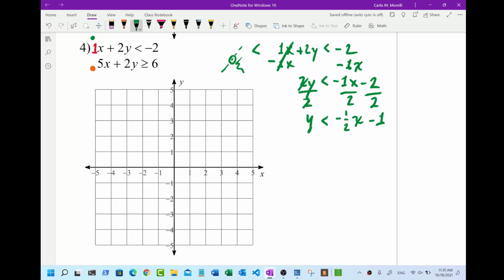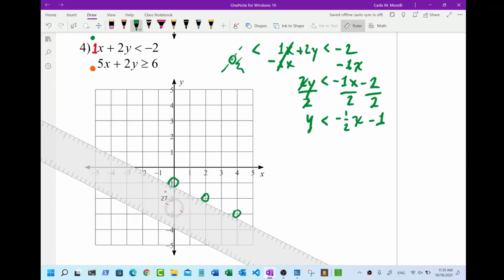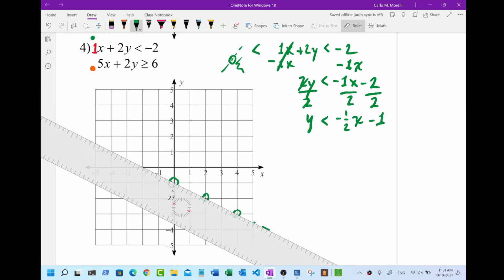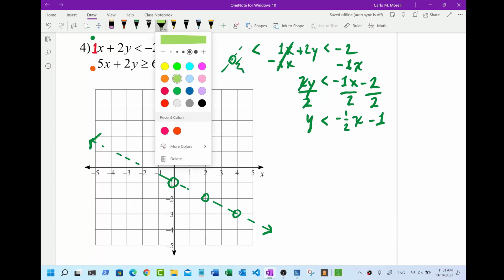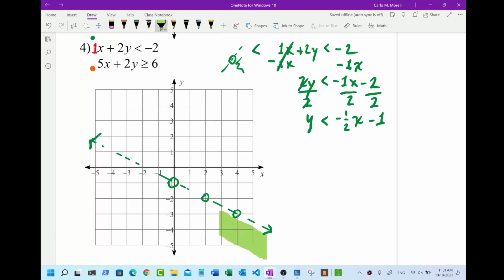So my y-intercept is at -1. It's an open circle. And then I go down 1 over 2, down 1 over 2, etc. We can graph that in very easily. Dash line. Okay, arrowheads, please remember your arrowheads. And I'm shading below. Don't touch the line. So leave an air gap there.